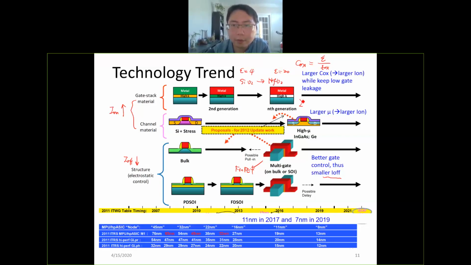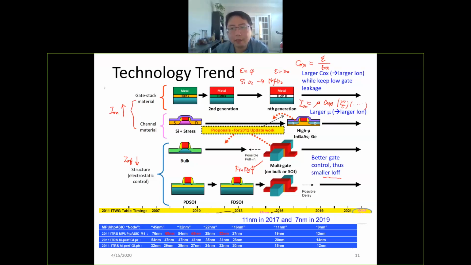And you also know the on-state current is proportional to mu C_OX W over L times the voltage overdrive. So you want to increase the C_OX to increase on current. And also you want to increase mobility, mu, to increase on current. So how to increase mobility mu? One technique is called stress. That means you are going to squeeze your silicon to apply stress, which will increase the mobility.